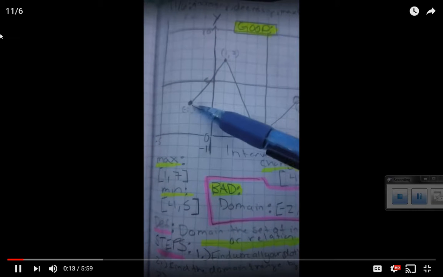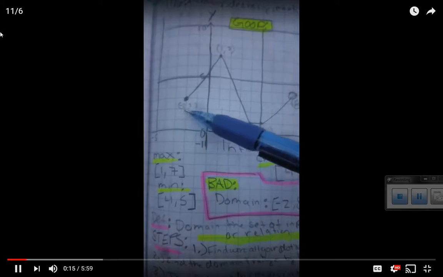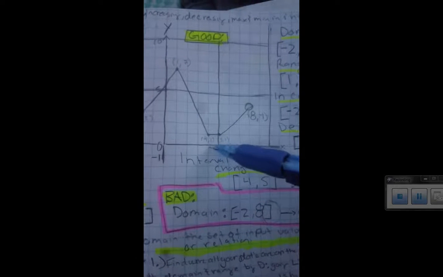So for my plot, I have down here -2, 3, up here 1, 7, over here 4, 1, over here 5, 1, and then open dot 8, 4.